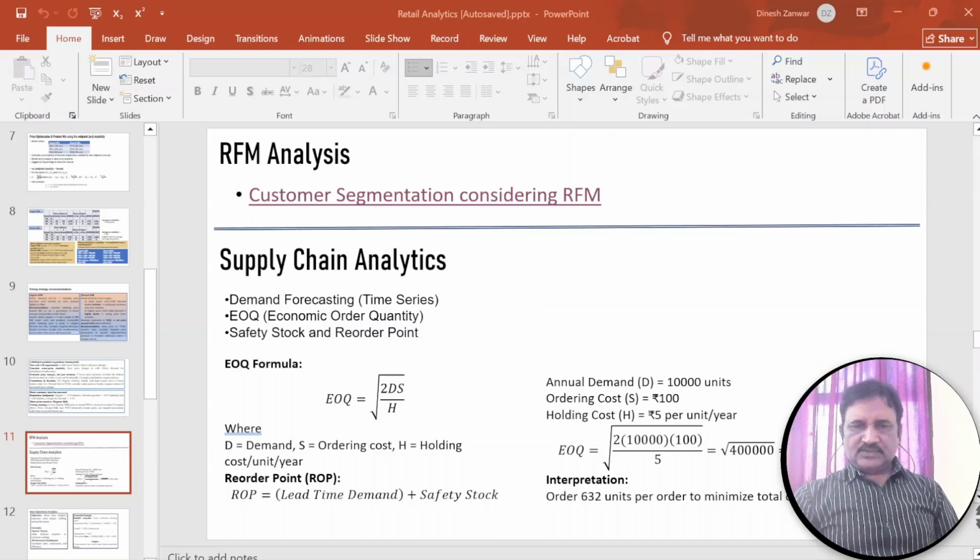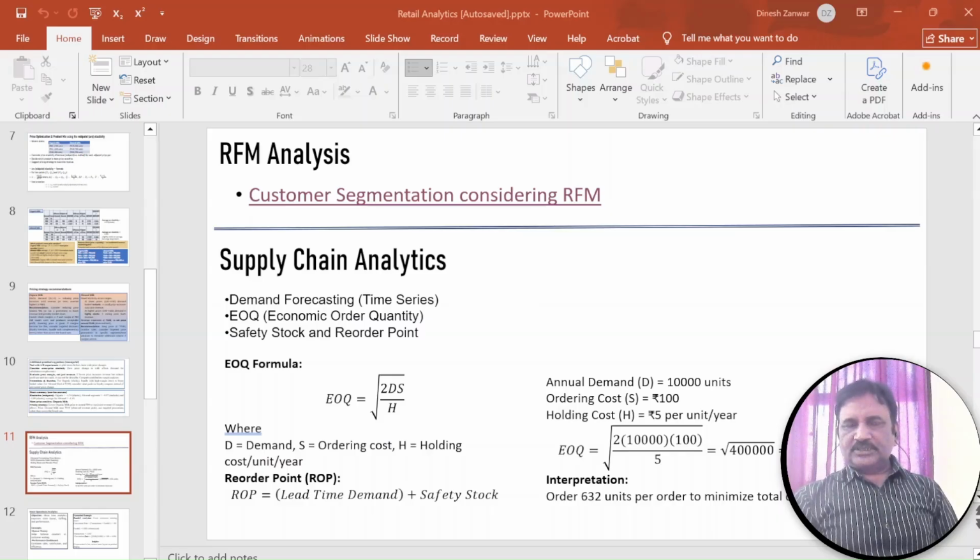Because H is holding cost per unit per year, everything else should also be in terms of per year, right? So whenever you order, you better order the quantity around this economic order quantity. To understand economic order quantity, let's go through a numerical.